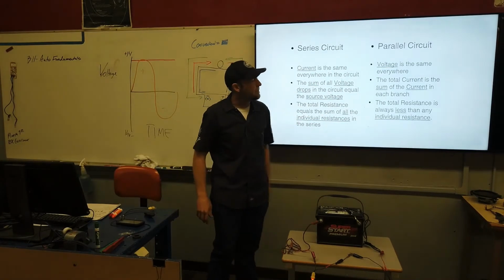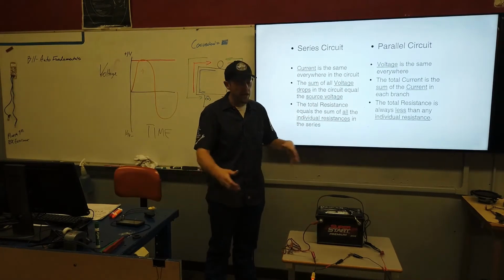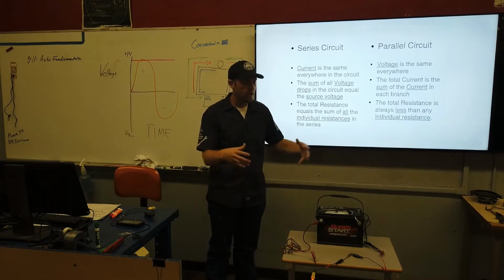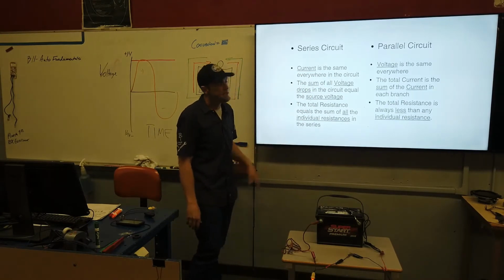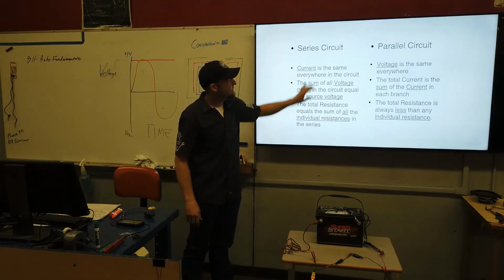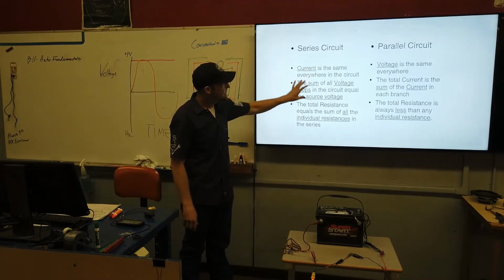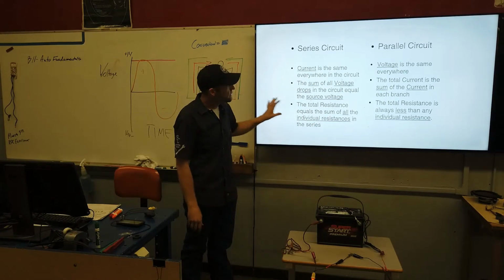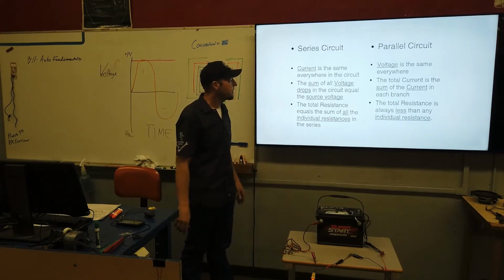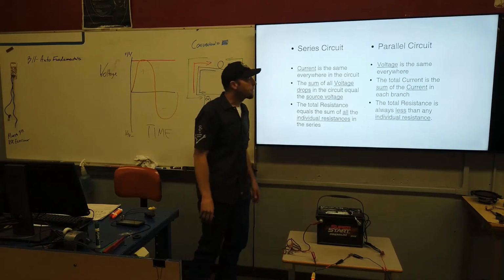Get these out and get them in front of you so that as we cover it in this close-up view, I'm going to reference these rules. For a series circuit, we say current is the same everywhere in the circuit. The sum of all the voltage drops in the circuit equals the source voltage, and the total resistance equals the sum of all the individual resistances.